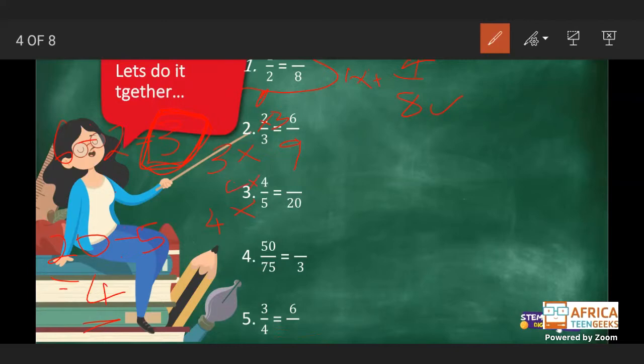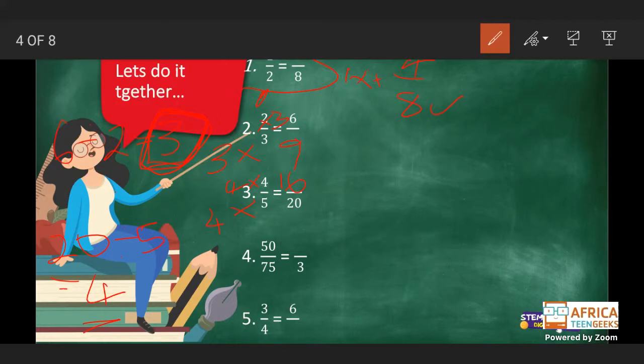We also multiply it by 4. So 4 multiplied by 4 equals 16, and 4 multiplied by 5 equals 20. Right, so let's move to number 4.